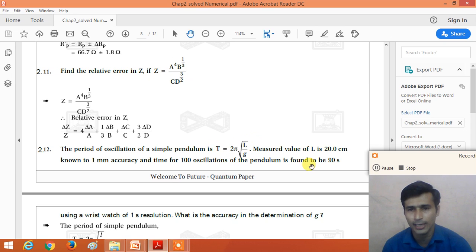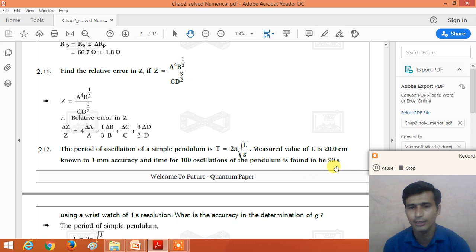The measured value of L is 20 centimeter, known to 1 mm accuracy. So here the true value of L is 20 centimeter with an accuracy of 1 mm, so the absolute error in L is 1 mm. So delta L is given to you as 1 mm and L is given as 20 centimeter. The time for 100 oscillations of the pendulum is found to be 90 seconds.